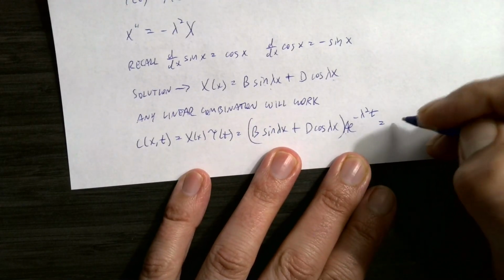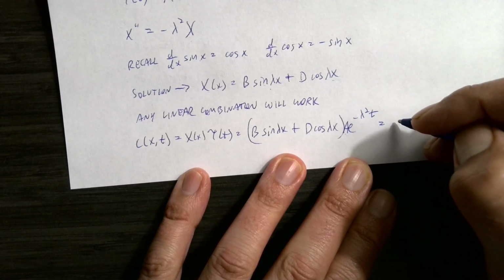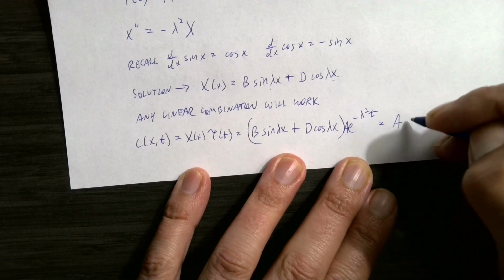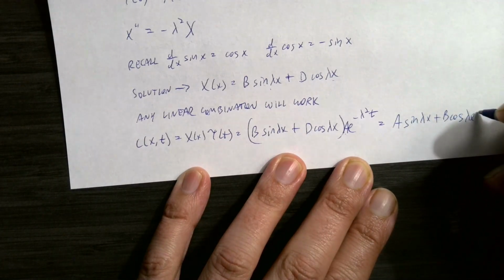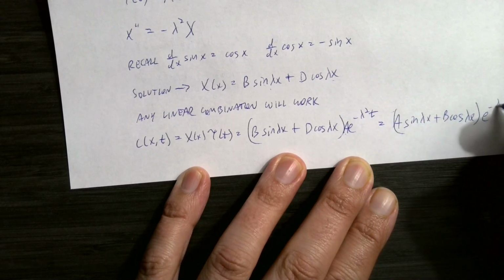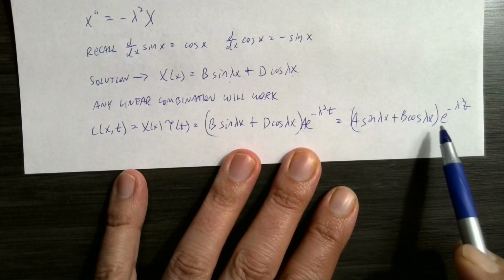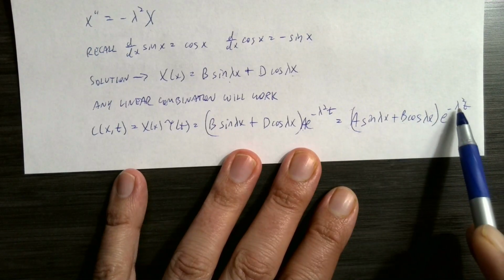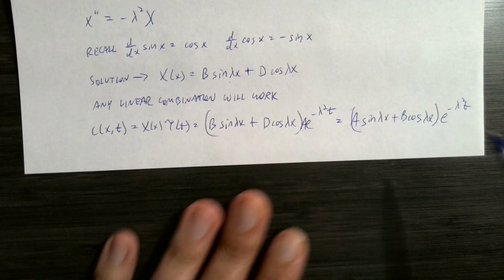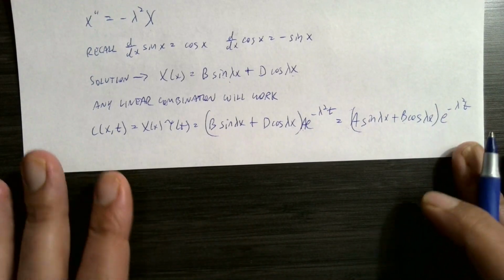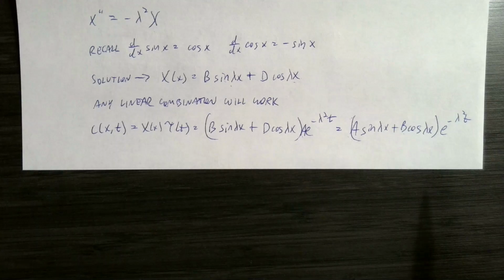So I'm just going to write my solution as A sine lambda x plus B cosine lambda x, times e to the minus lambda squared t. Okay, so this is our solution, and then our challenge becomes, can we figure out values for A and B? Then we've also got lambda, so we have 3 unknowns here, and we can find those by using our initial and boundary conditions. So I will pick up here in the next video, and we'll talk about how you can find the constants.